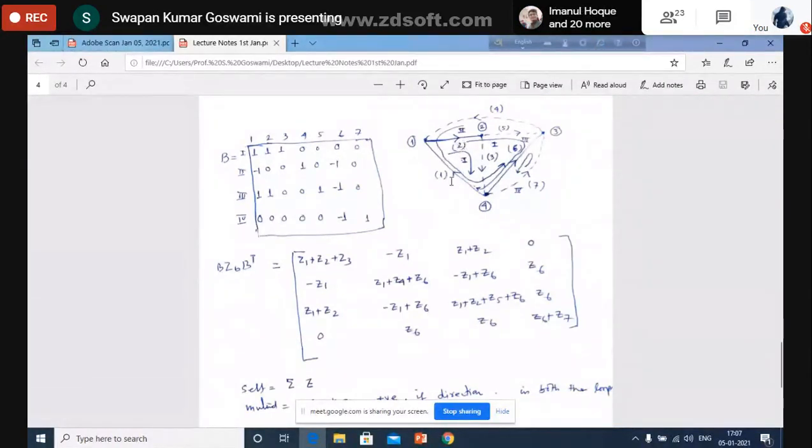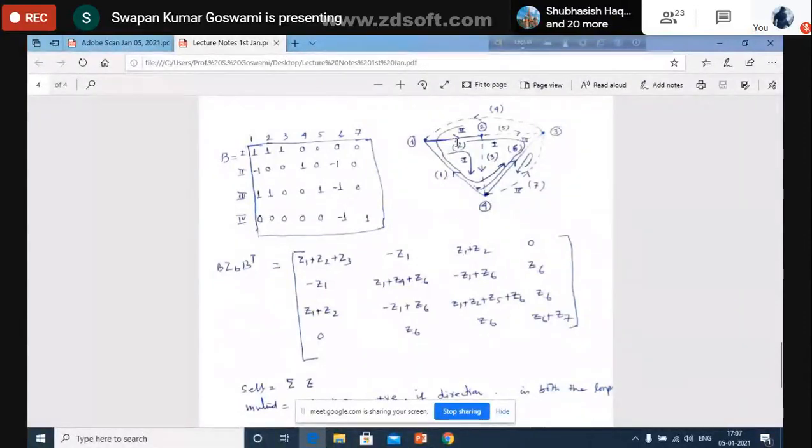These are the common impedances, so it is Z1 plus Z2. It is written to be positive here, but see whether it should be positive or not. Now first of all consider Z1. Through Z1, this is the loop current of loop 1, this is the loop current of loop 3. So through element 1, both the loop currents are in the same direction, so it should be positive impedance.